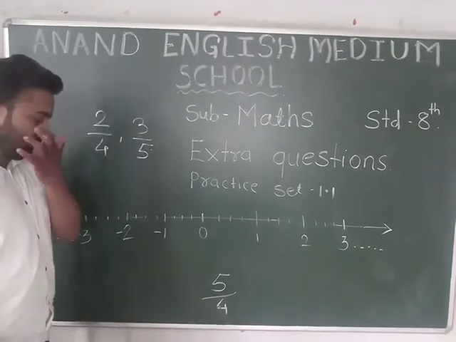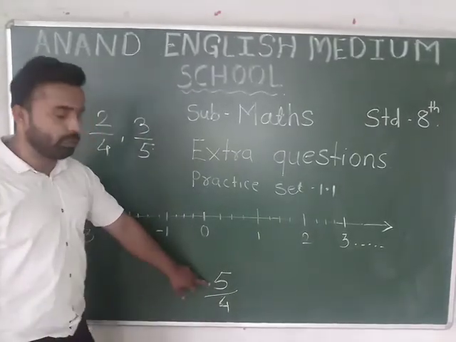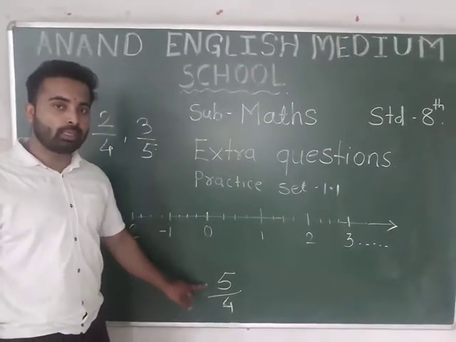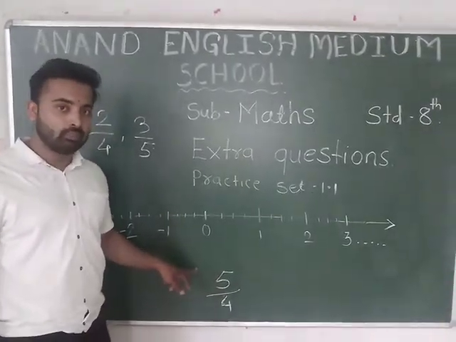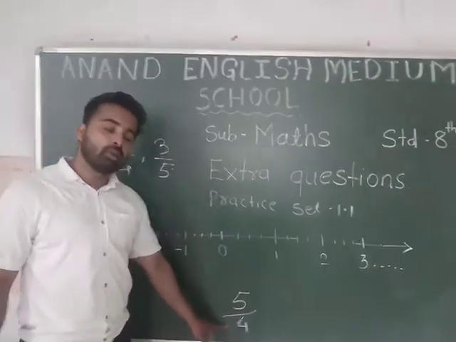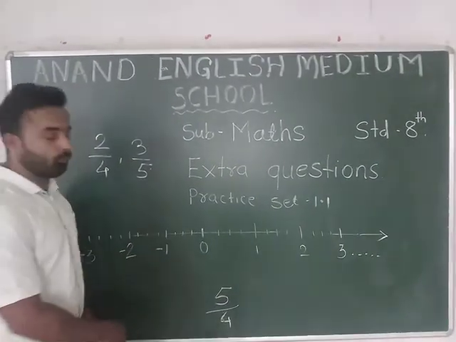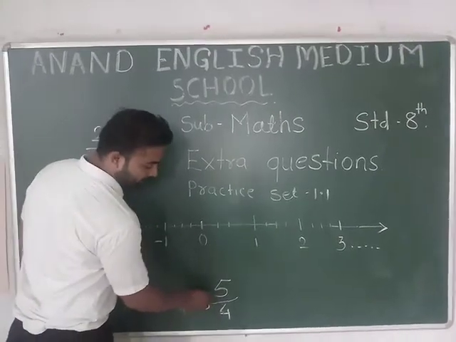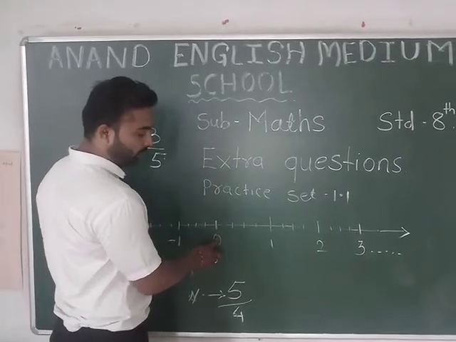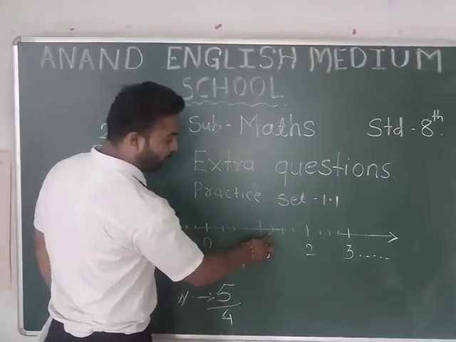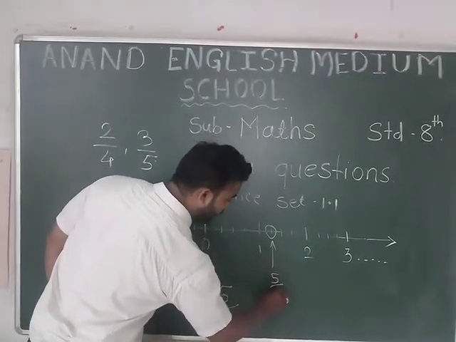Then how is this number plotted on this number line? Okay, listen. From the numerator we can calculate that if the numerator is greater than the denominator, then we count from the 0. Here the numerator is 5. So from this we count 1, 2, 3, 4 and 5. Here is the 5. That's why here is 5 upon 4.